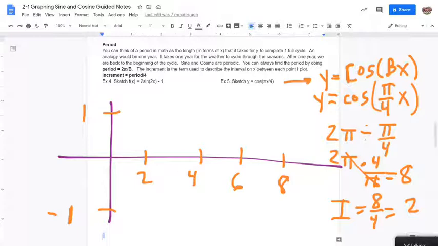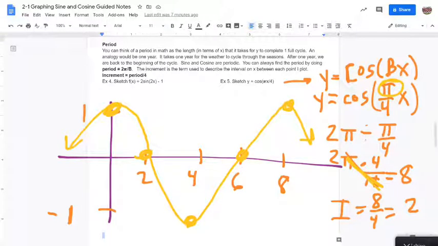Notice when pi is in b, your intervals are not in terms of pi, because the pi's cancel out. So if b has pi in it, the numbers on your x-axis shouldn't have pi in them. And if b doesn't have pi in it, like in the previous example, then your intervals are going to be in terms of pi. Now let's graph. It's cosine, so we start at the max, middle, min, middle, and then back to the max. Connect the dots, and that is our graph of y equals the cosine of pi x over 4.